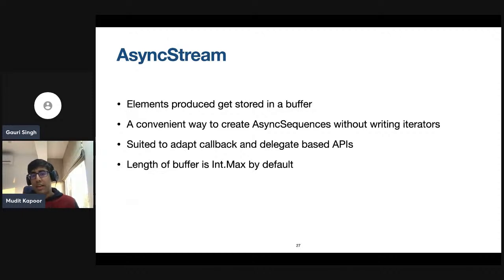Produced elements get stored in a buffer, and it's a much more convenient way to write this without having to declare those iterators and all that. Callbacks and delegate based APIs are very easy to convert into an AsyncStream, which conforms to AsyncSequence. And you can also give a buffer length if you want, but it's max int by default.